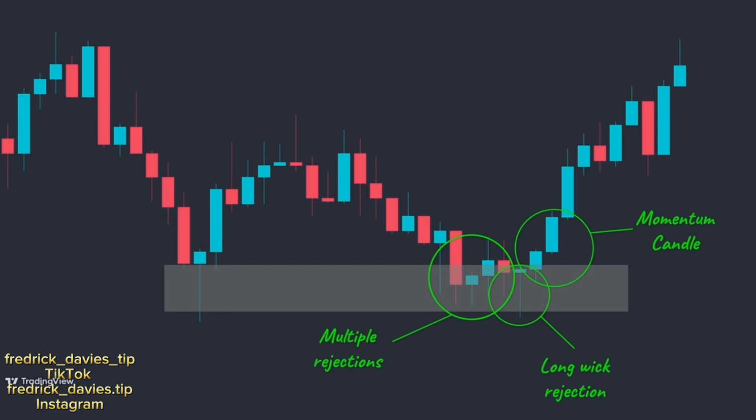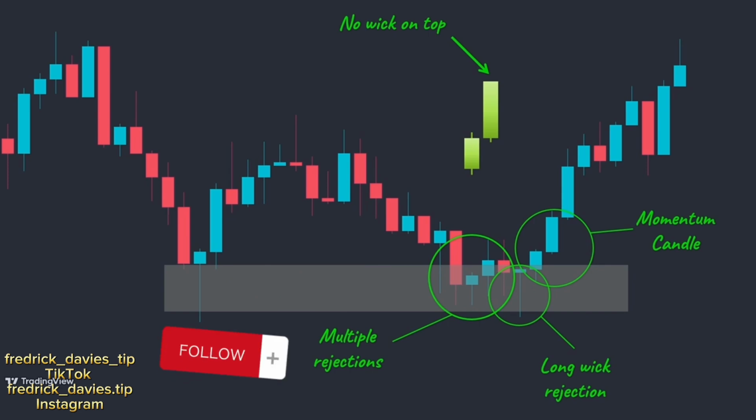Now here is a pro tip. In the bullish scenario, if the second candle has no wick on top, it indicates that the buying pressure was present until the end of the candle, which is another sign that the price will continue pushing higher. The same thing for the bearish scenario. The absence of a wick at the bottom of the momentum candle signals massive selling pressure.